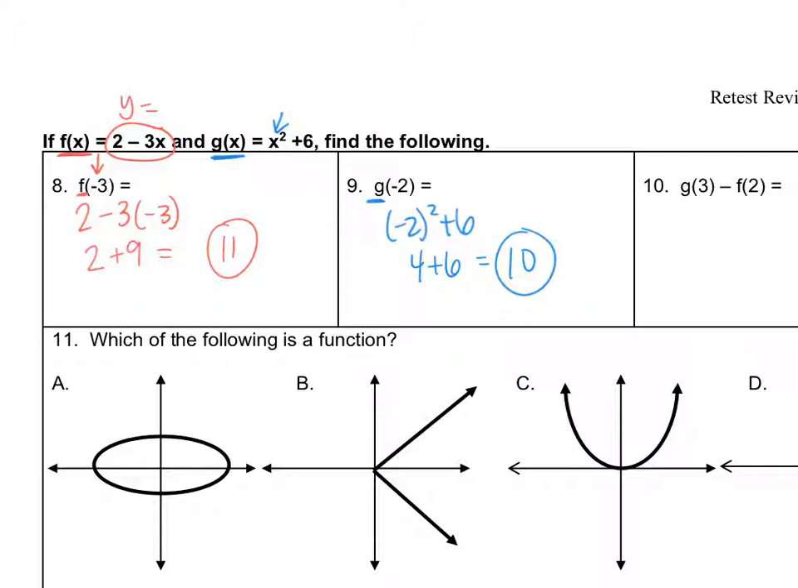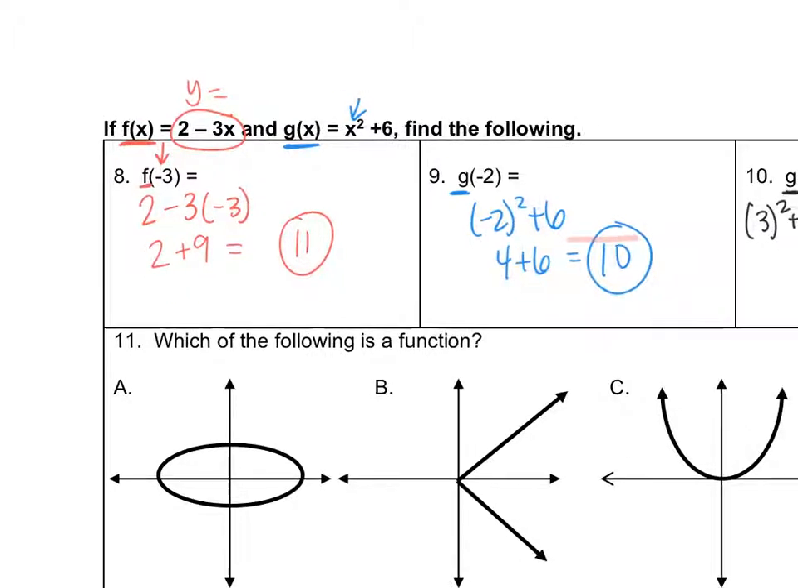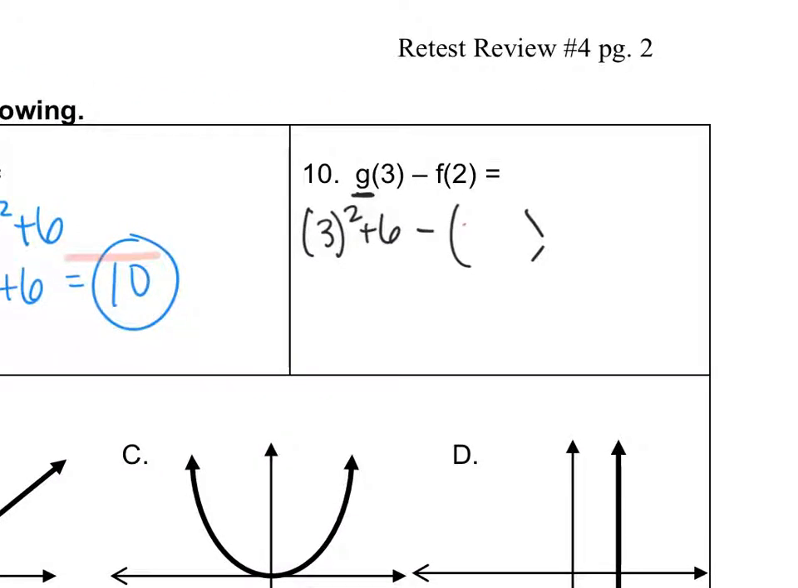Problem 10, they want g of 3 minus f of 2. So g of 3, I'm going to use that g function, would be 3 squared plus 6. And then I need to find f of 2 and subtract all of it. Oh, sorry. My f of x function is 2 minus 3x, so 2 minus 3x. Okay, I will get this.